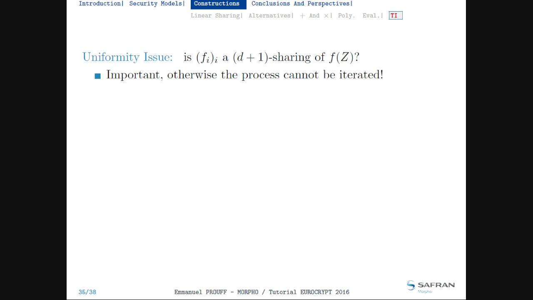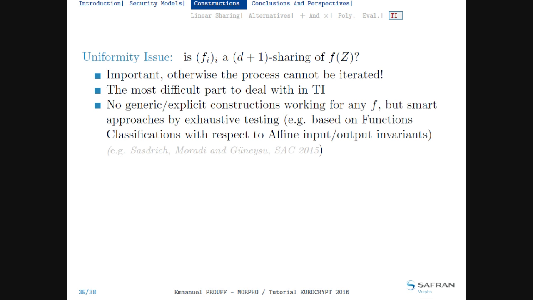So for the uniformity issue, in fact, this is something which is not fully addressed at the moment. This is the most difficult part to deal with in the threshold implementation problematic. There is no generic explicit construction working for any F. There are only smart approaches by exhaustive testing. And they are based on function classifications with respect to affine input-output invariants.